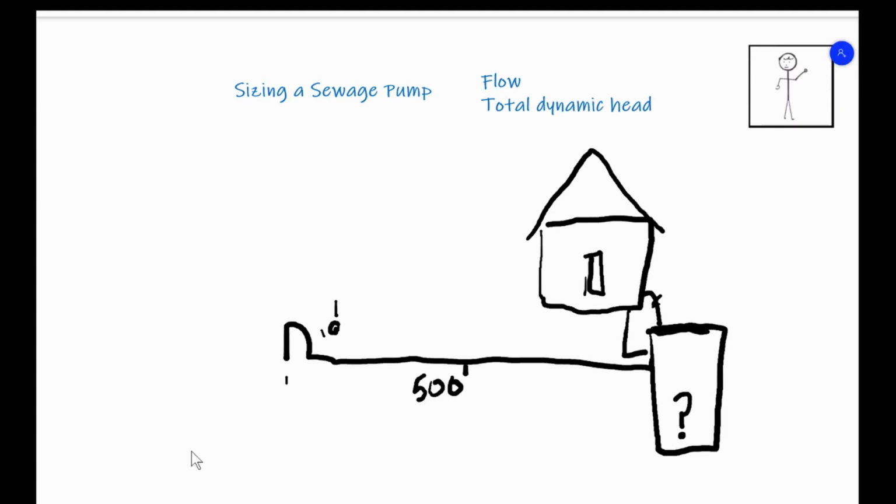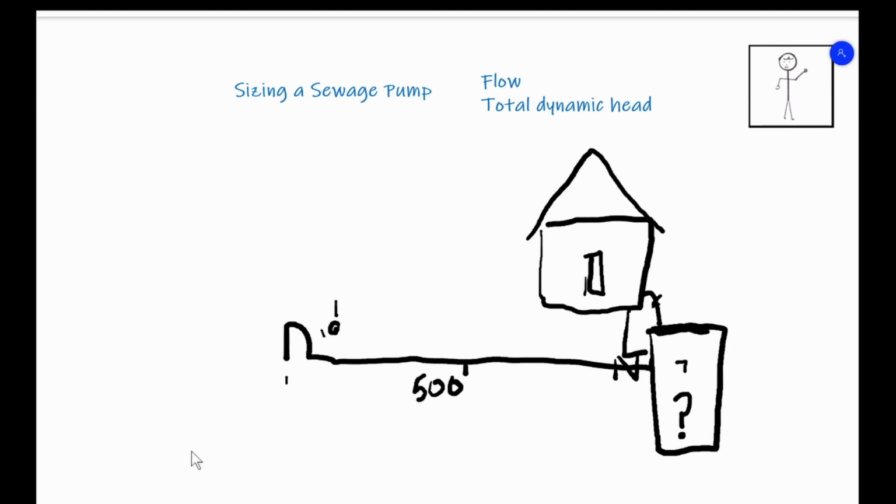Okay. So that's drawn out. I'll have an elbow right here. That elbow, I'm going to put a check valve right here. And what else? I really don't need anything else in there. That's pretty much it. So, to size my pump, I've got to start with the flow, right?